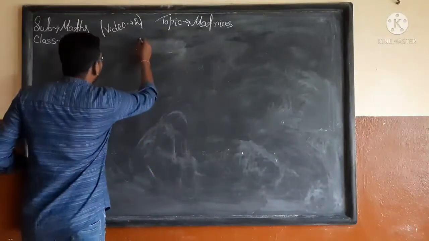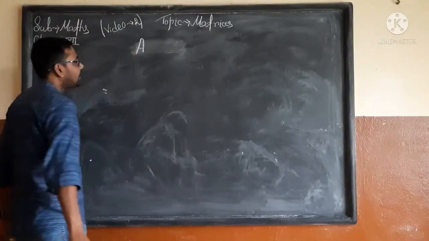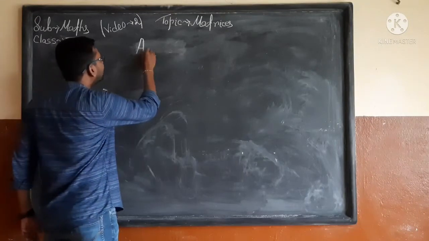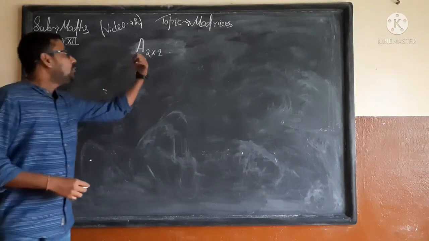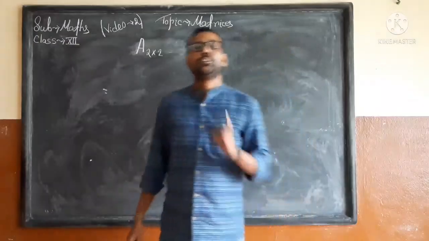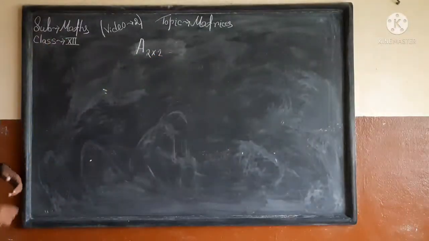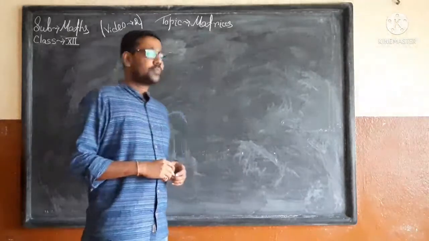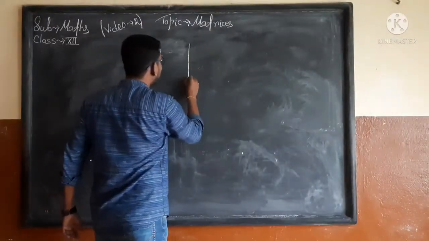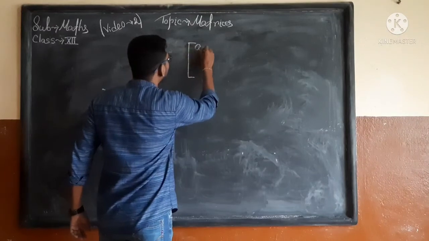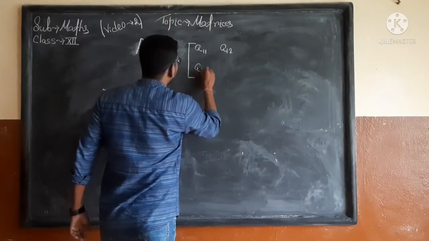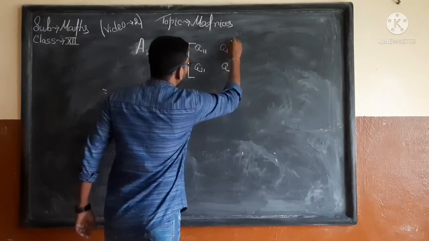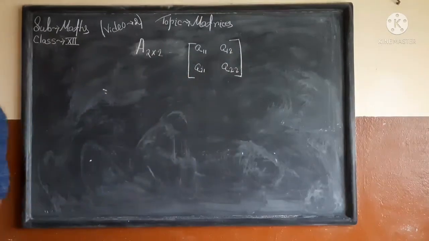So, suppose A is our matrix, the order of this A is 2 cross 2. That means this matrix has 2 rows and 2 columns. So, what is the general form of any 2 cross 2 matrix? This is the general form of any 2 cross 2 matrix.